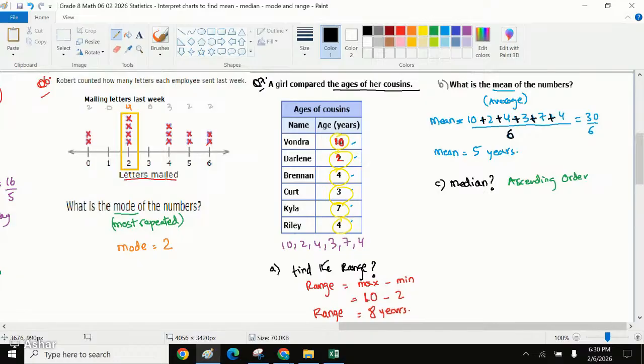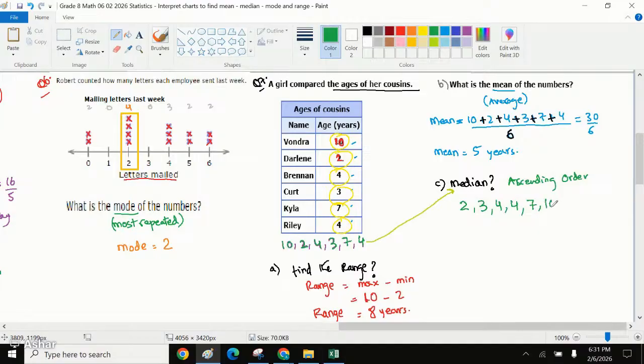Okay, very good. Median means we need to find the middle value. But what we need to do is take these values and arrange them in ascending order. Let's write them in ascending order. Which is smallest? 2 is the smallest, right? Then we have the 3. Then we have the 3. Then we have 4. Then we have another 4. Then we have a 7. And then we had a 10.